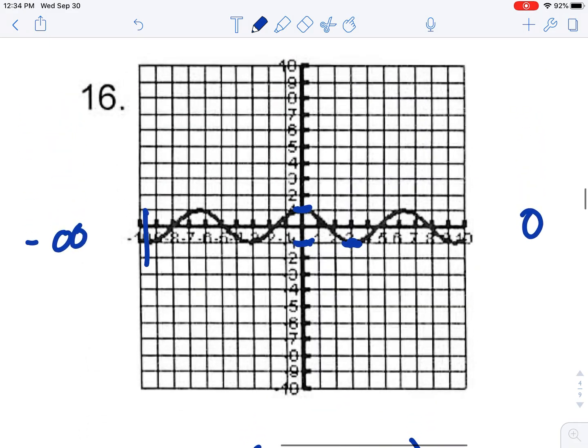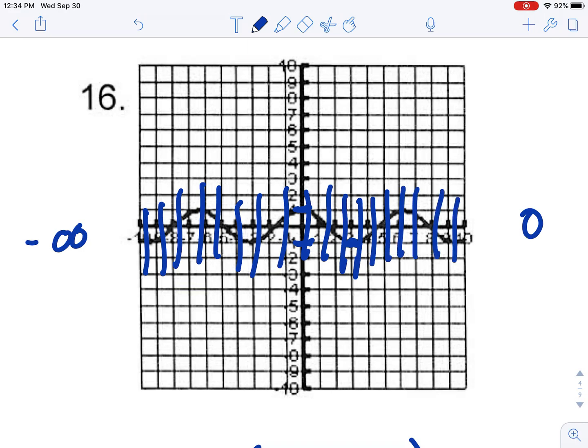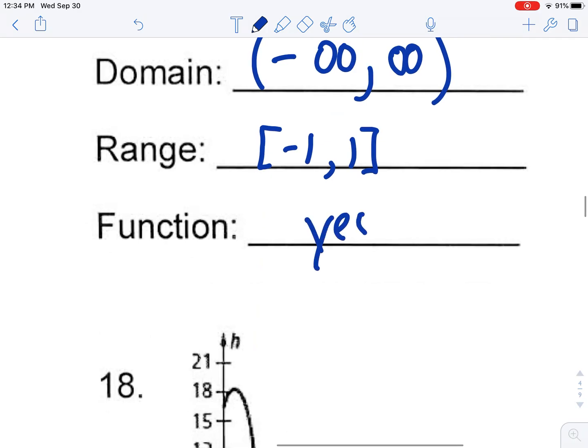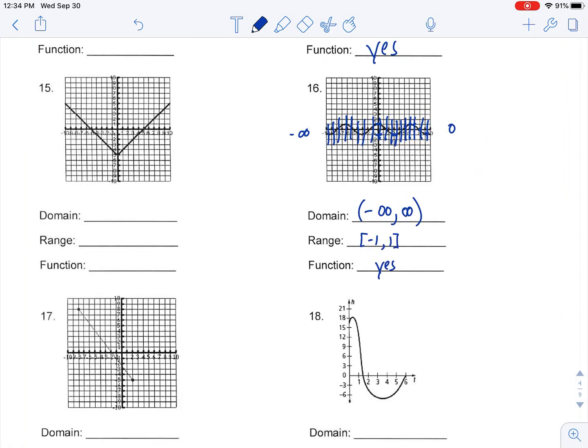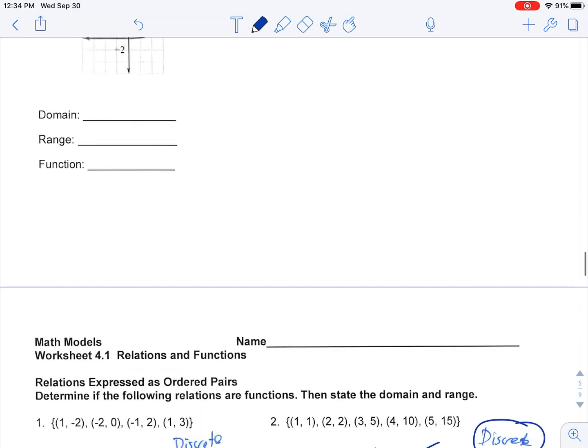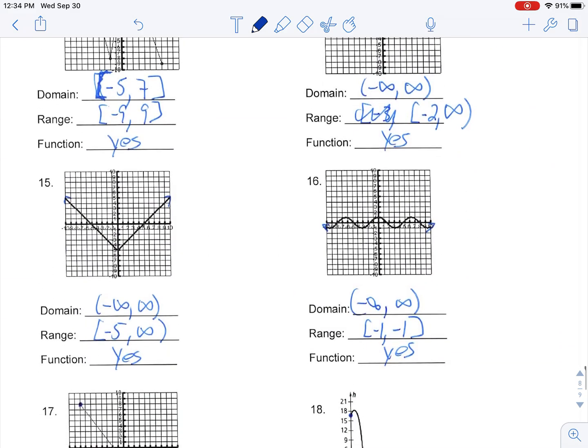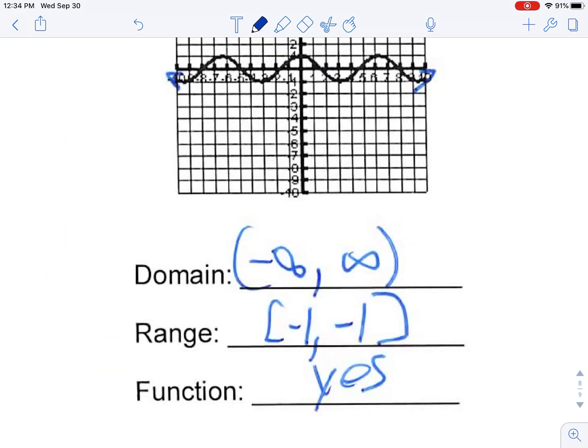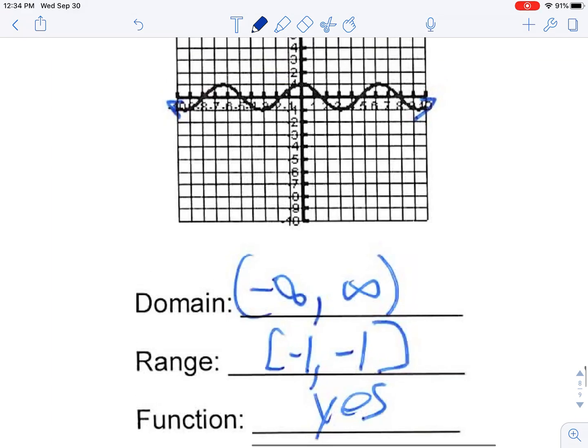And then is this a function? Let's draw infinitely many vertical lines through here. Each one is only going to touch the graph one time each. So yes, this is a function. All right, let me zoom out, scroll down, and check number 16. So domain, -infinity to positive infinity, range, -1 to, oops, there's another mistake. Doggone it, I'm going to have words with this person. This goes to +1, that's the highest point. And then is it a function? Yes.